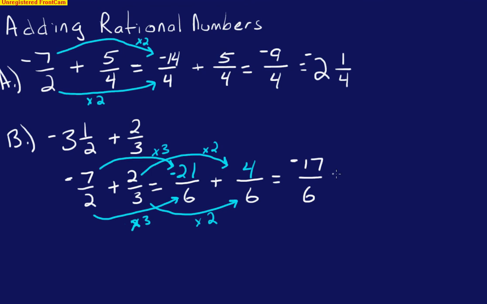Again, improper fraction, so we'll reduce that down to a mixed number. 6 will go into 17 twice, and 6 times 2 gets you 12, so we have 5 left over to get up to 17 again. And then our denominator over here is still 6, so we put that over here, and that whole thing is negative, remember? So now we're down to negative 2 and 5/6.